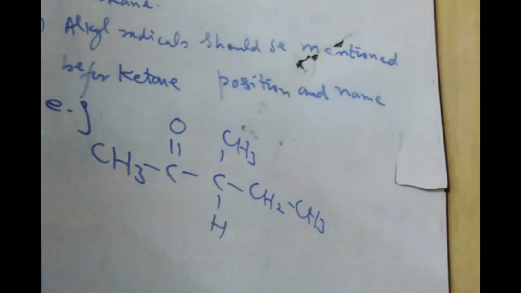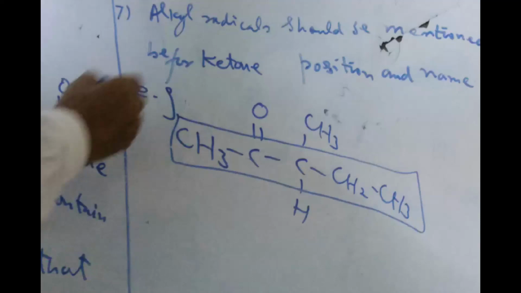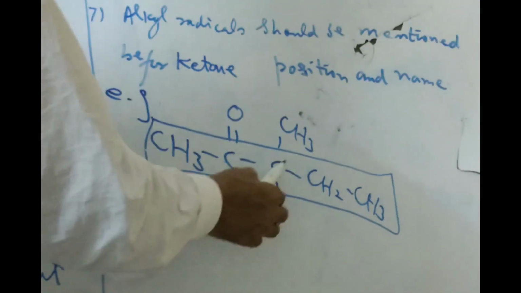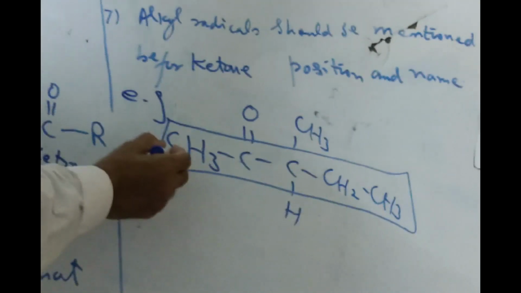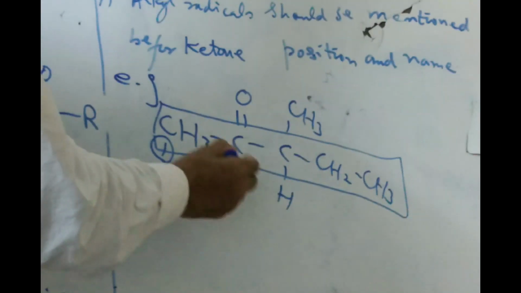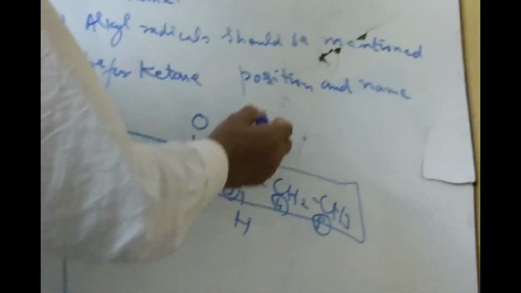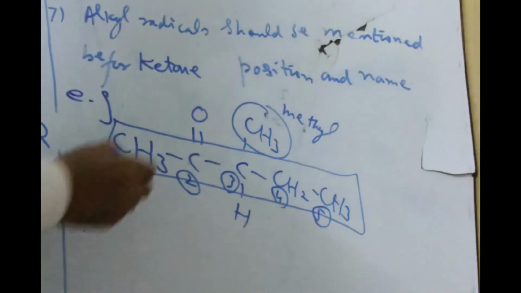this is a compound. Now select the longest chain. 1 2 3 4, 1 2 3 4 5. So 5 is the longest chain. Now the second rule, numbering. If we consider 1 2 3 and 4, the CO comes on the fourth position. From the left side, 1 2, so numbering should be started from the left. 1, this is 2 3 4 and 5. This is the methyl group and this is the ketone group.